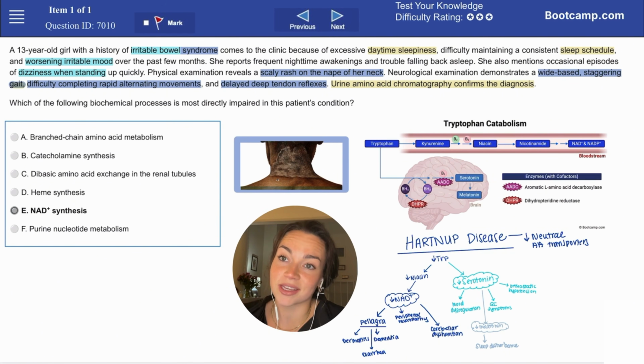Melatonin is in charge of regulating the circadian rhythm. Deficiency in melatonin is going to lead to sleep disturbances like excessive daytime sleepiness and difficulty maintaining a consistent sleep schedule. So all of our symptoms are in line with Hartnup disease.